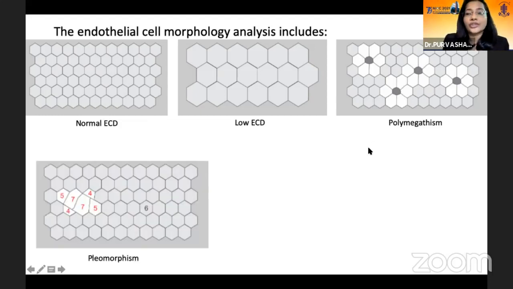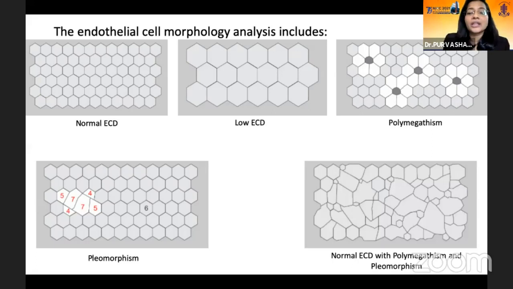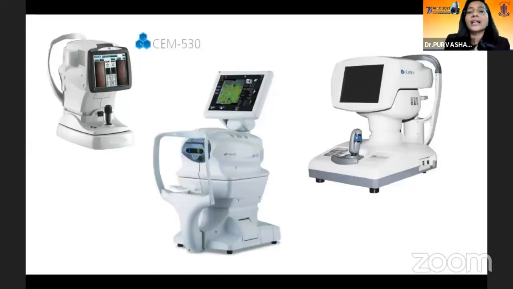Coming to the change in shape, because of physiological stresses or with aging, there is also a change in shape from the usual hexagonal shape, which is the most energy-efficient shape for the monolayer. This could also be seen in contact lens wearers, and is known as pleomorphism. We could even have cases with a normal endothelial cell density being shown, but with polymegathism and pleomorphism, so it's important to study all the indices properly.